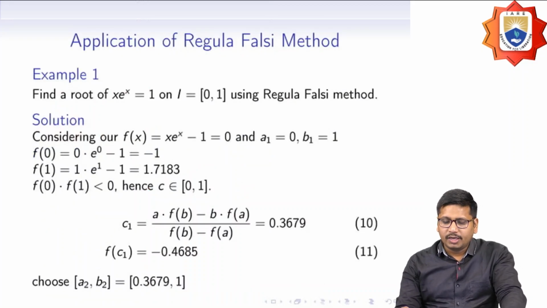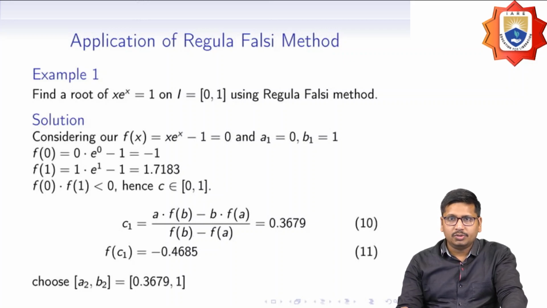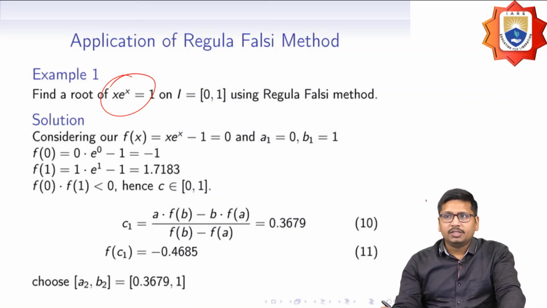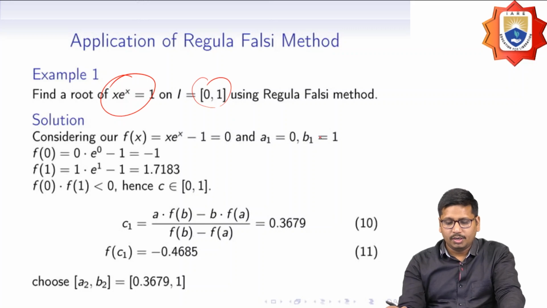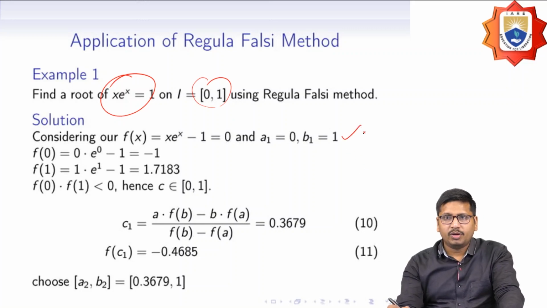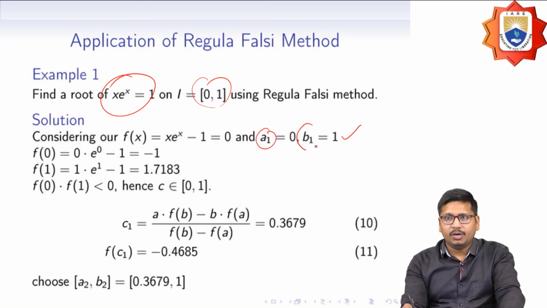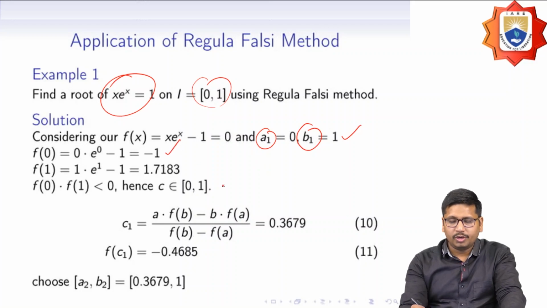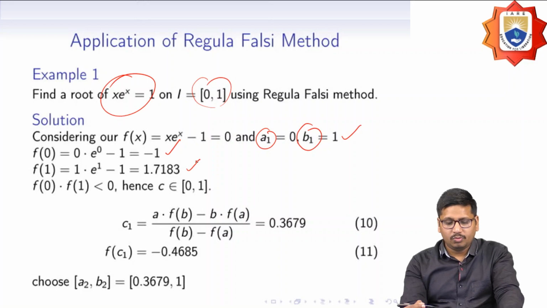So let us consider an example of how we find the root of a function using the regula falsi method. I'm going to consider the function x times e power x equal to 1, where the interval is 0 and 1. Consider this as f of x, where a1 is 0 and b1 is 1. By substituting, f of 0 gives minus 1. Similarly, f of 1 is 1.71.